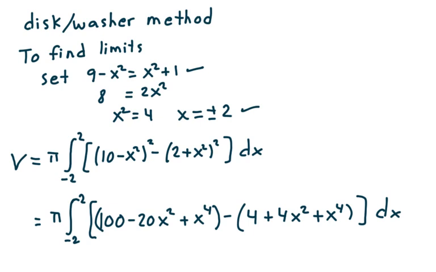So the volume is equal to pi times the integral from negative 2 to 2 of the outer radius squared, which is 10 minus x squared raised to the second, minus the inner radius squared, which is 2 plus x squared raised to the second. And we're going to integrate this with respect to x. So this is pi times the integral from negative 2 to 2 of 100 minus 20x squared plus x to the fourth minus the quantity 4 plus 4x squared plus x to the fourth. So notice how these x to the fourth terms cancel, like so.